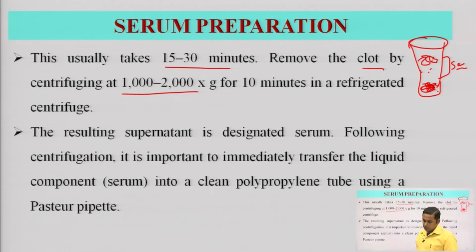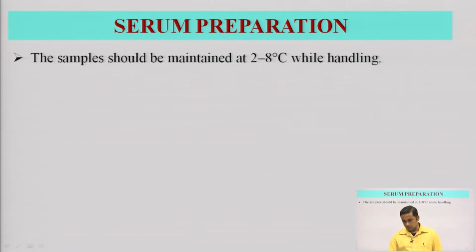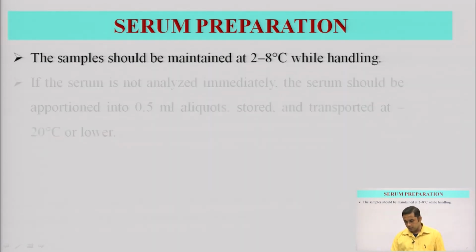Following centrifugation, it is important to immediately transfer the liquid component into a clean polypropylene tube using a Pasteur pipette, as I was mentioning. Then you also have to maintain the temperature, because all these things are actually proteins. All of you are aware that at high temperature proteins get denatured. So, we have to maintain the temperature at 2 to 8 degrees centigrade while handling.